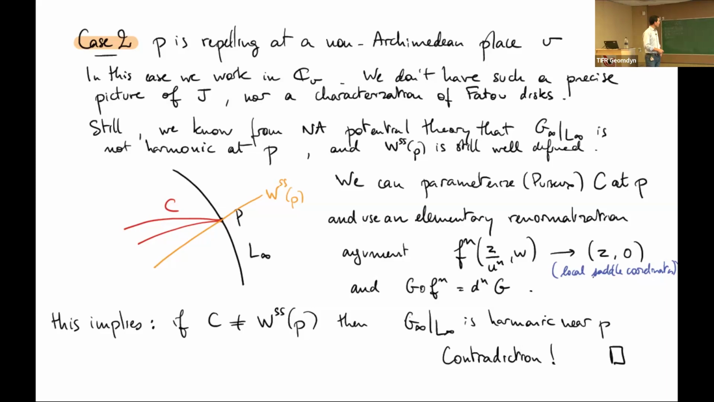Okay, but now G of Z0 is the green function restricted to the line at infinity, or at least a version of it restricted to the line at infinity. And this point P, sorry, which is the origin of coordinates, is a repelling point. And it is known from non-Archimedean dynamics that the green function cannot be harmonic near a repelling point in a one-dimensional non-Archimedean Julia set. Okay, so again, you get the same contradiction. Okay, so we are done with the case where the field is algebraic.